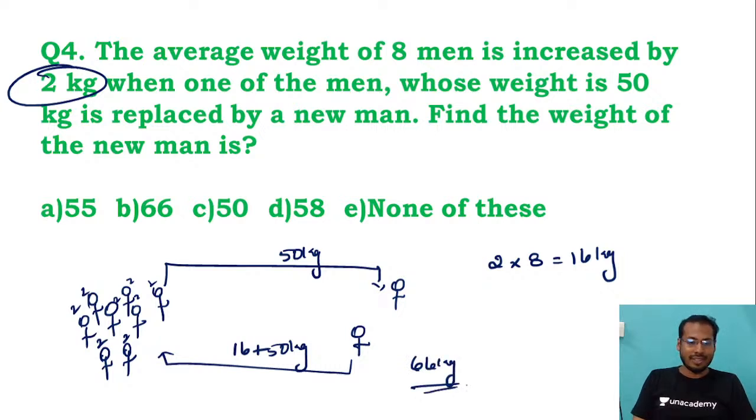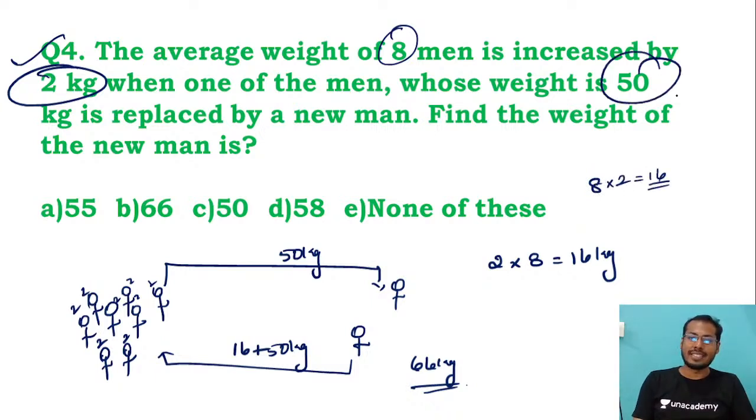Is it right? Guys, you need not do anything. The average increased by 2 kg means all the 8 will increase by 2. So 8 into 2, that's the only thing you need to do. 50 plus 16 is what? 66. That is the answer. It takes 5 to 10 seconds, right? Can you understand the concept? No need to use any formula. Clear?